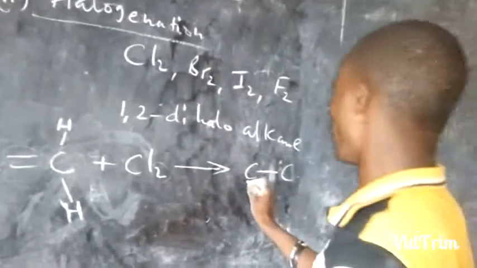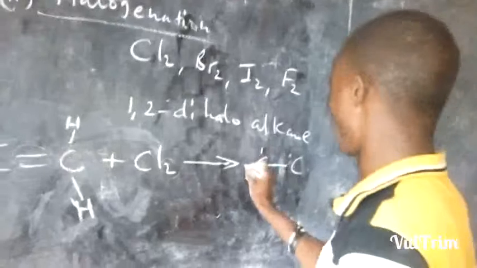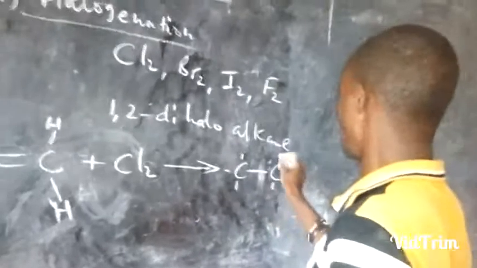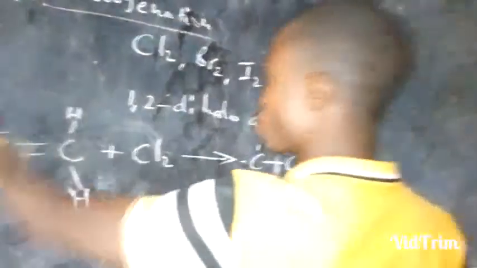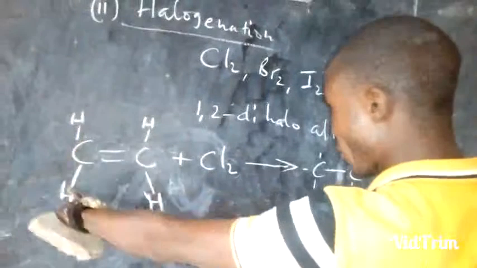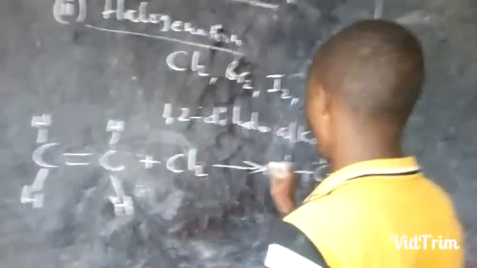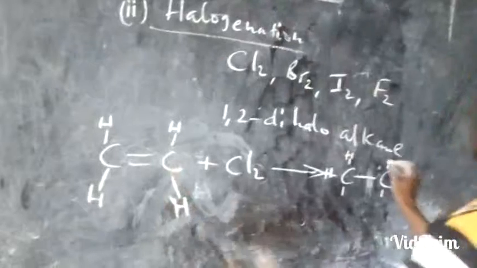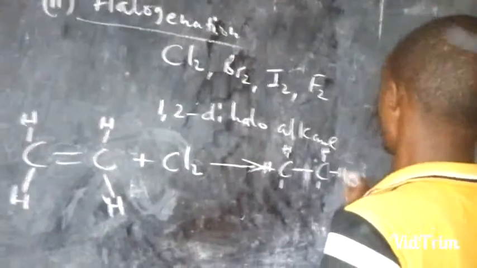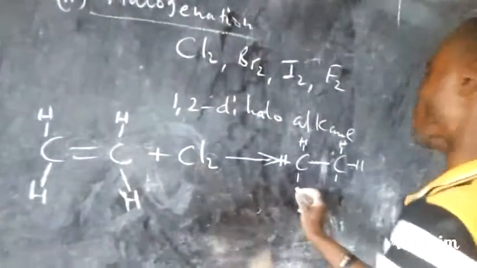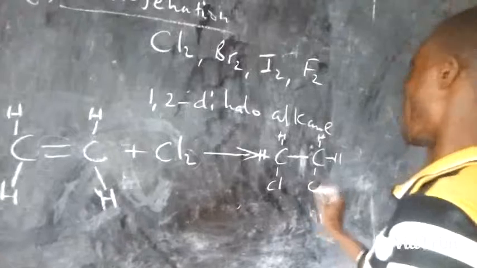Carbon has got valency 4. 1, 2, 3, 4. 1, 2, 3, 4. Now we have 2 hydrogen atoms attaching. Any carbon atom here has got 2 hydrogen. One is here, the other one is here. Initially, again, this one has 2 initially. 1, 2. We have added 2 chlorine atoms. One of the chlorines will come here, the other one comes here.